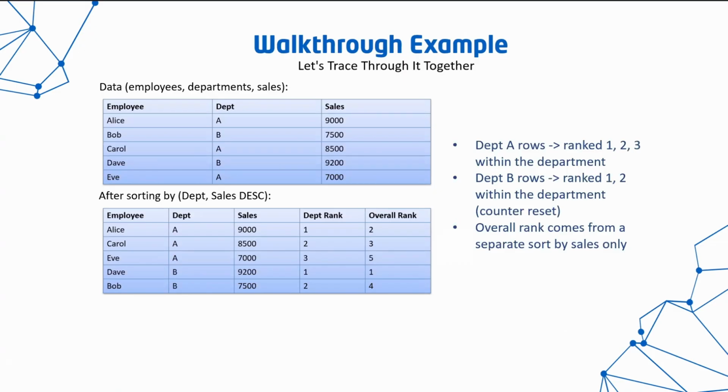Data and Alice, Bob, Carol, Dave, and Eve. Department-wise, the rows are ranked 1, 2, 3 within the department. Department B, rows ranked 1, 2 within the department. Now our counter resets here. So overall rank comes from a separate sort by, which is a sales rank. So that's a separate sorting.